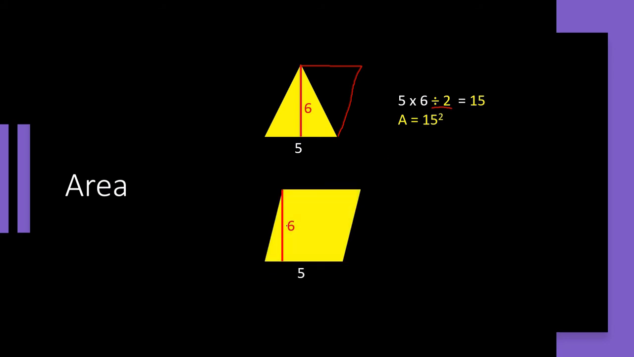I have right here now a parallelogram. With the parallelogram, we go back to the same rule. We're just going to multiply the base times the height. Okay, and that's going to be equal to 5 times 6 is equal to 30. And therefore, the area of this parallelogram is 30 square.